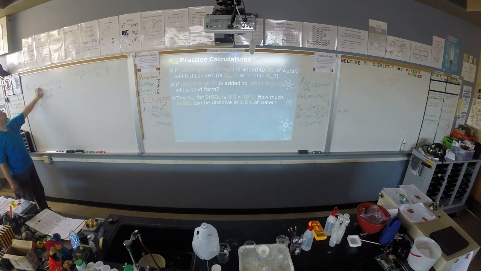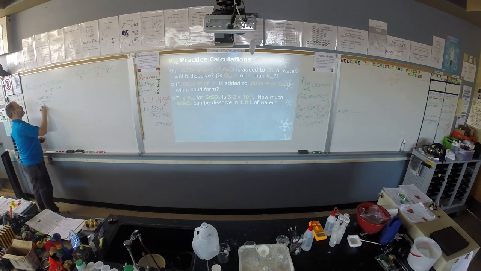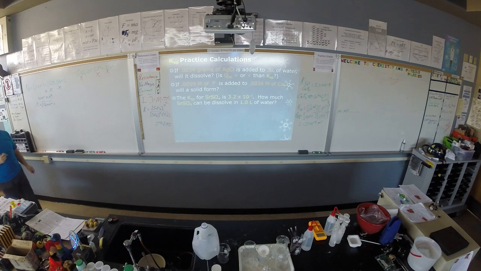So 3.2 times 10 to the negative 7 equals x squared. So you get the square root of this. So this is 3.2 times 10 to the minus 7 equals x squared. So x is going to be the square root of 3.2 times 10 to the negative 7.